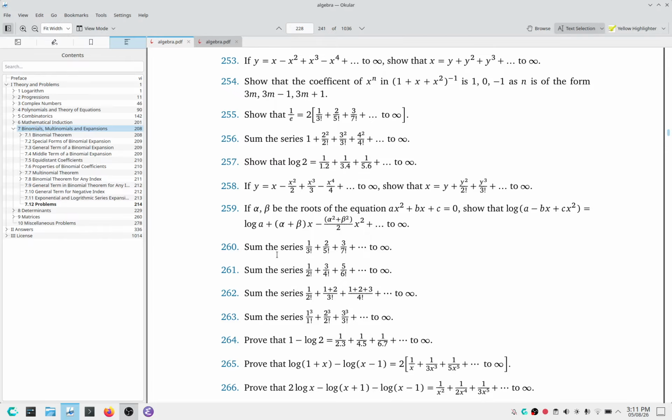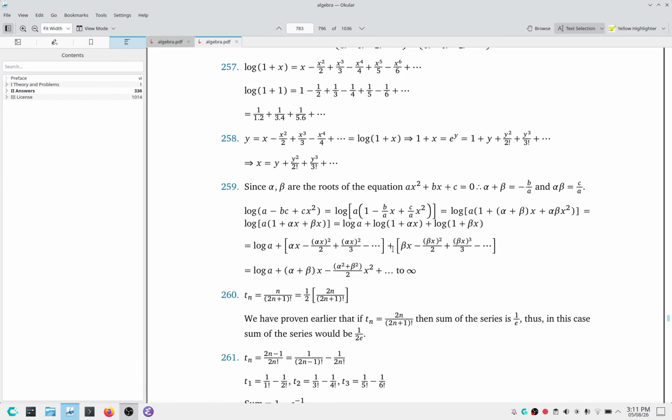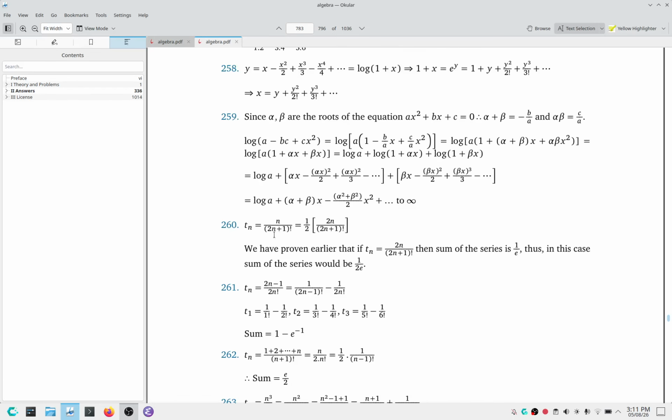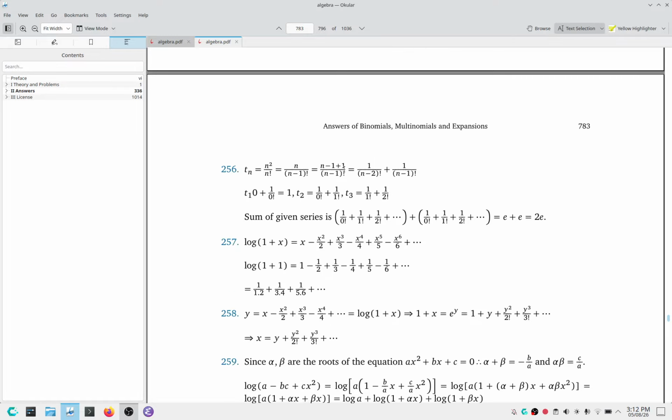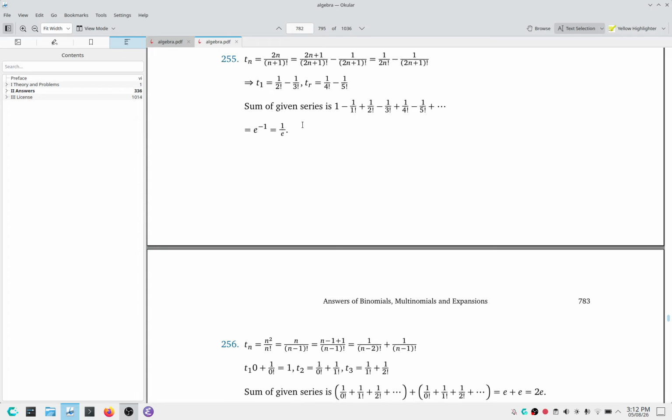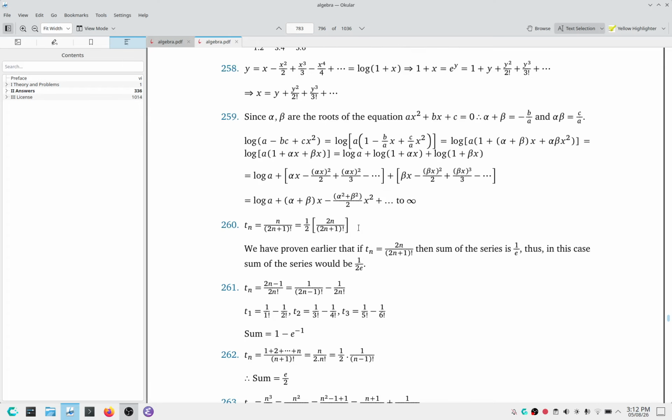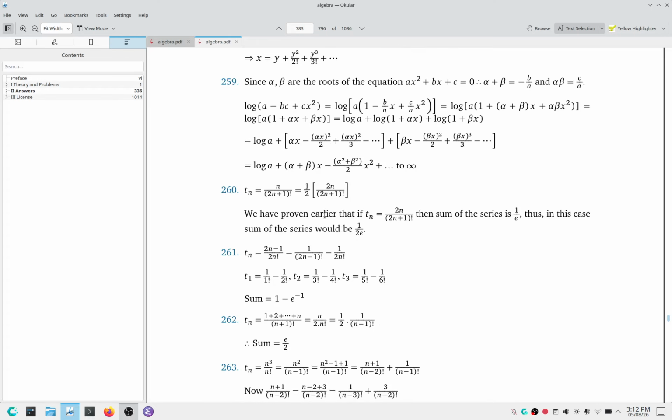Question 260 says that sum the series 1 upon 3 factorial plus 2 upon 5 factorial plus 3 upon 7 factorial up to infinity. So Tn is equal to n upon 2n plus 1 factorial, which is equal to half times 2n upon 2n plus 1 factorial. We have earlier proven that the sum of 2n upon 2n plus 1 factorial is equal to 1 upon e. This was question number 255. So we have proven that, and in this case, the sum of the series would be 1 upon 2e, right? Because half is here. So with this, we come to the end of question 260.